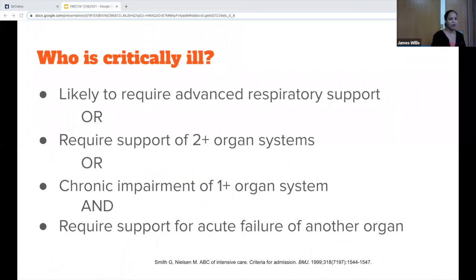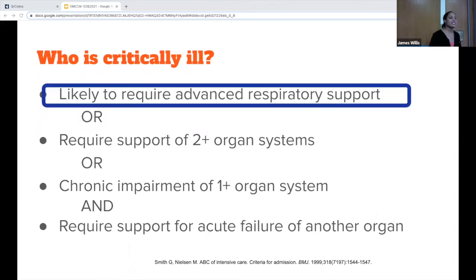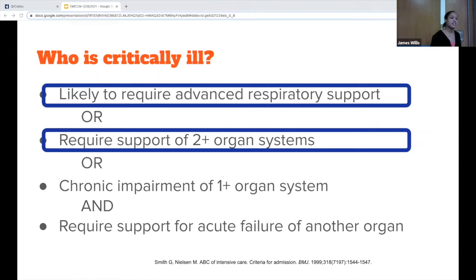I really like this framework that came from a paper that Dr. Belyevskaya sent me that gives you a good idea of how to go about thinking about a critically ill patient. So first, is the patient likely to require advanced respiratory support? Are they going to need to be intubated? Perhaps are they going to need ECMO? Or is the patient potentially going to require support of 2 organ systems? Maybe acute renal failure, they're going to need a CVVH, and maybe they also have acute respiratory failure, they're going to need to be intubated.